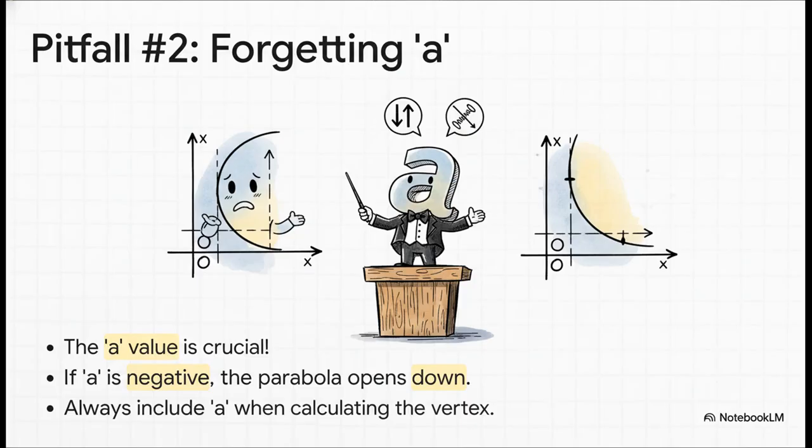And the second big pitfall is forgetting about a. You know that little number hanging out in the front? It's not just for decoration. It controls everything. It tells you if the parabola opens up or down, and it handles the stretching or squishing of the whole curve. If you forget to include it when you're calculating your vertex, I guarantee your answer will be wrong every single time. So please, whatever you do, don't forget a.